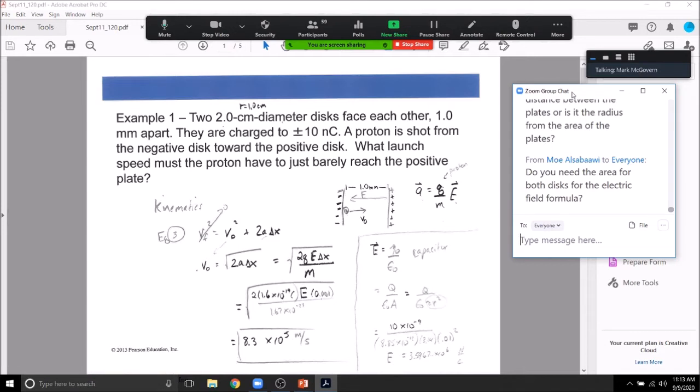Excellent questions. All right. So we solved for our initial speed. I'm going to put in my stuff for... Oh, I did do that, in a way. I put in the electric field stuff. I have a proton, right? Fundamental charge.